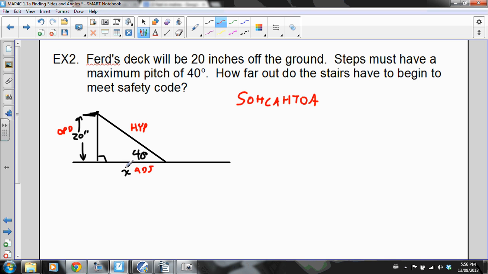So opposite and adjacent, which one are we going to use? That's opposite and hypotenuse, not that one. Over here, opposite and adjacent, we're going to use the tangent. So we're going to write down tan of 40 degrees is opposite over adjacent. I'm just going to substitute in. Opposite is 20. The adjacent side is what we want to find.